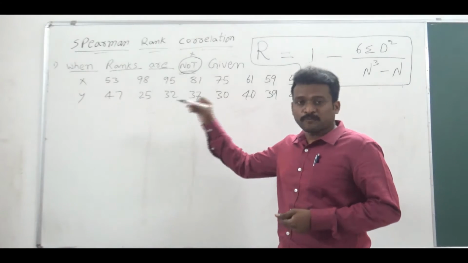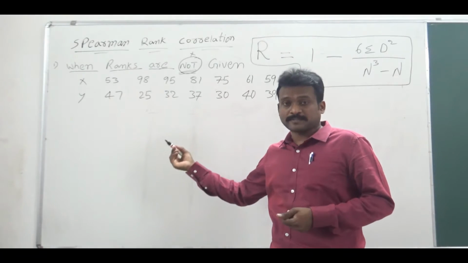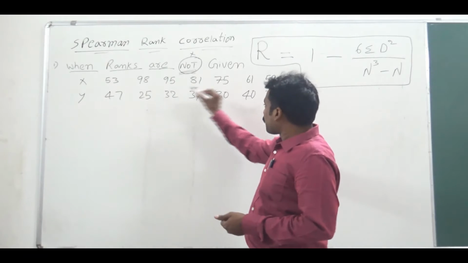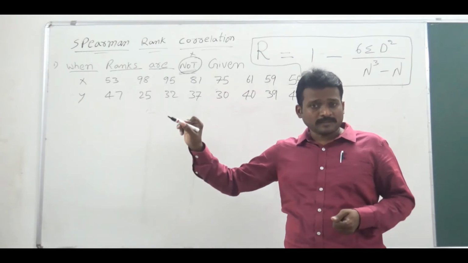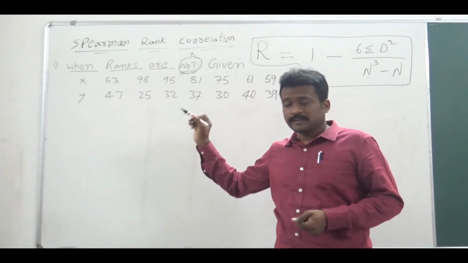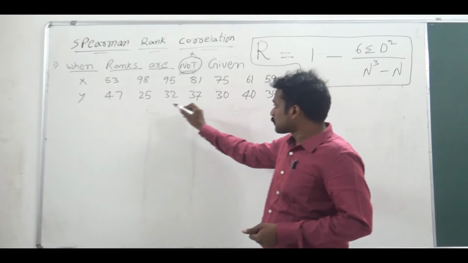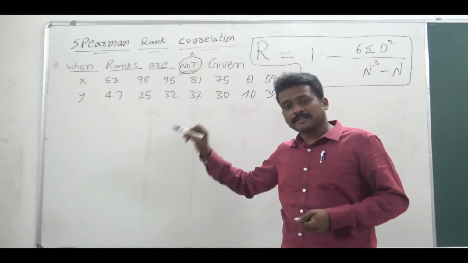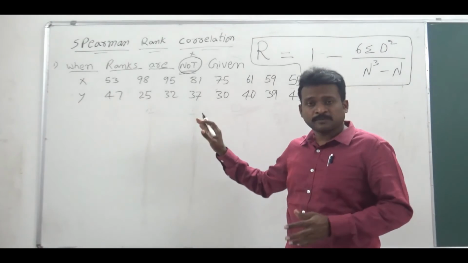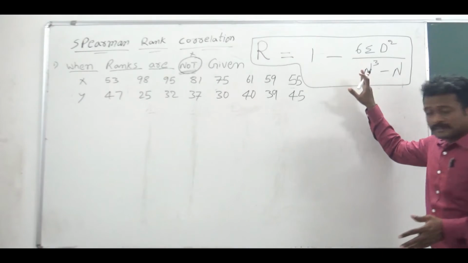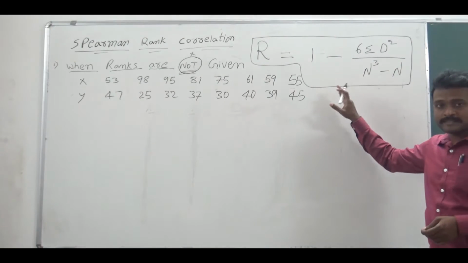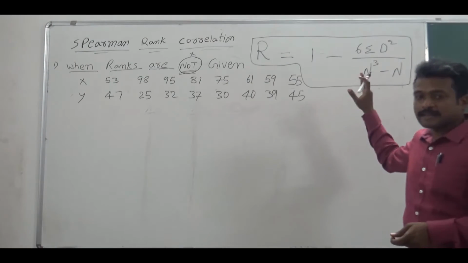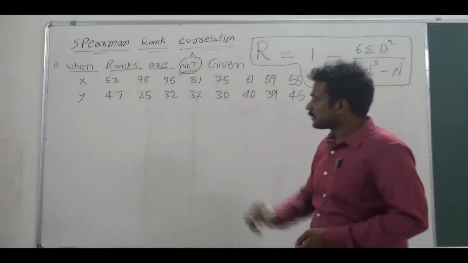Now we have to mark the ranks ourselves. We have to identify the least values in this, and then start with the first rank and so on. And in the same series, y also, we will identify the least values and give them the first rank and so on. So it will be very easy. The formula is again the same: R is equal to 1 minus 6 sigma d square divided by n cube minus n. Okay, so we'll do it.